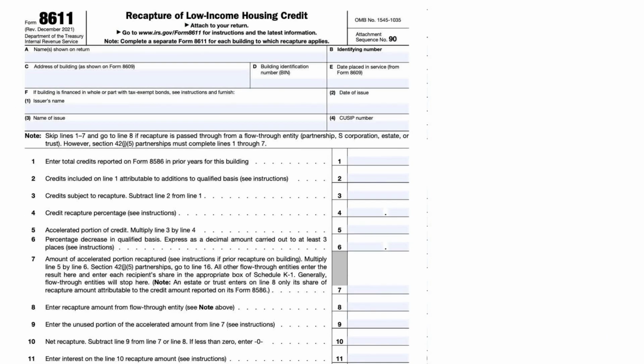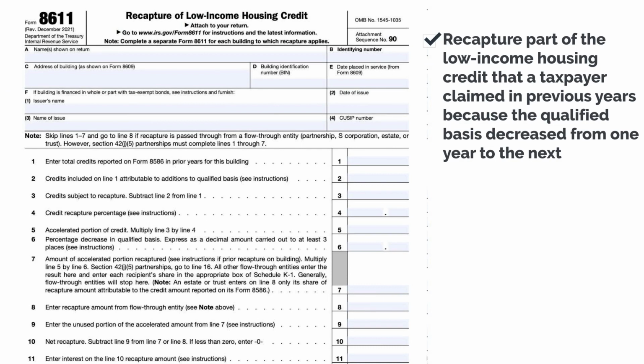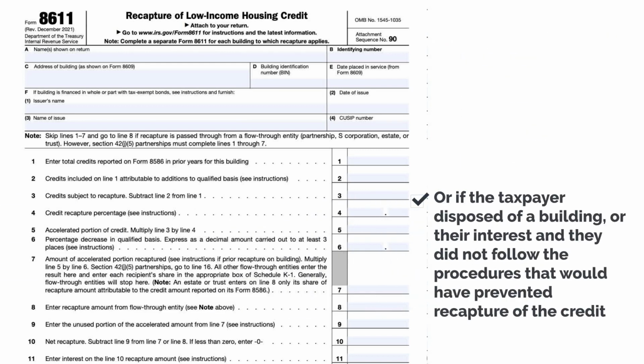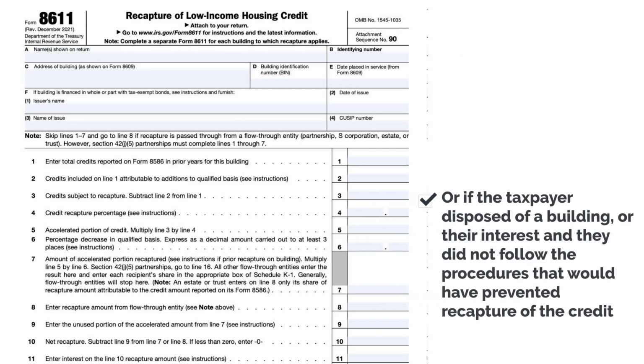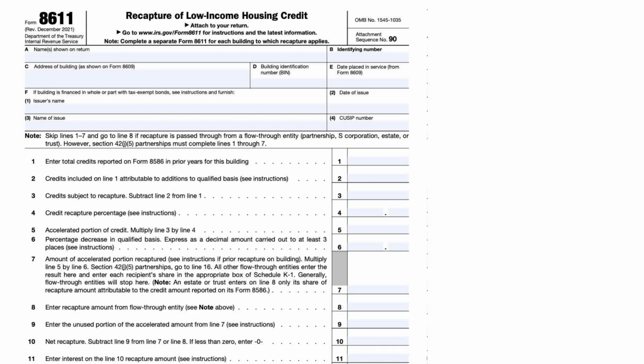Form 8611, recapture of low-income housing credit, is used to recapture part of the low-income housing credit that a taxpayer claimed in previous years because a qualified basis decreased from one year to the next, or the taxpayer disposed of a building or their interest and they did not follow the procedures that would have prevented recapture of the credit.